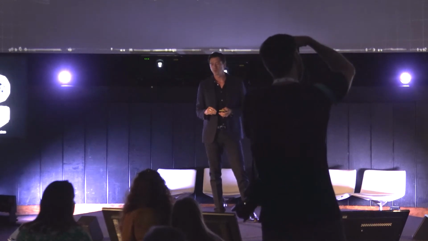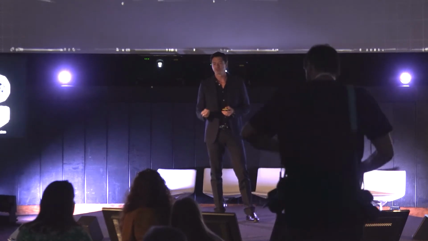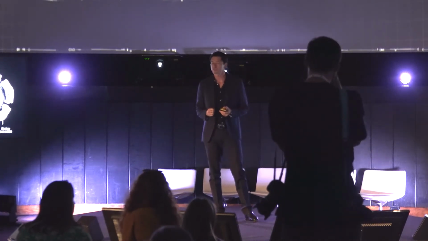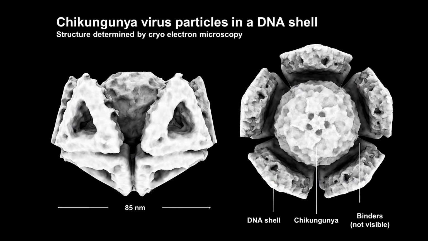Then what we do is we coat the inside of these half icosahedra, for example, and then we can trap actual viruses. Here's a cryo-EM structure where you see a chikungunya virus particle, a tropical disease, trapped in such a DNA shell. And again, this is an experimentally validated structure. You see the virus sitting inside of the shell. The shell is 85 nanometers in diameter.